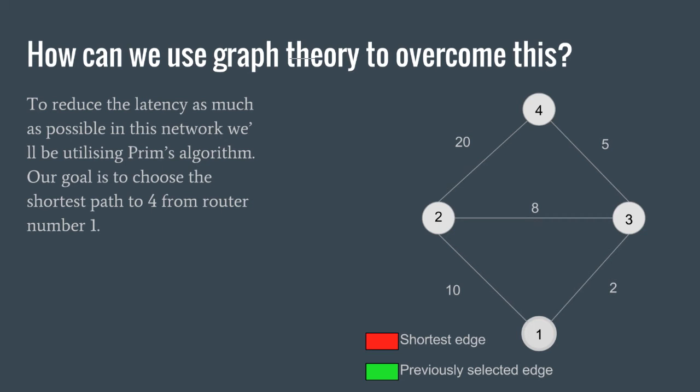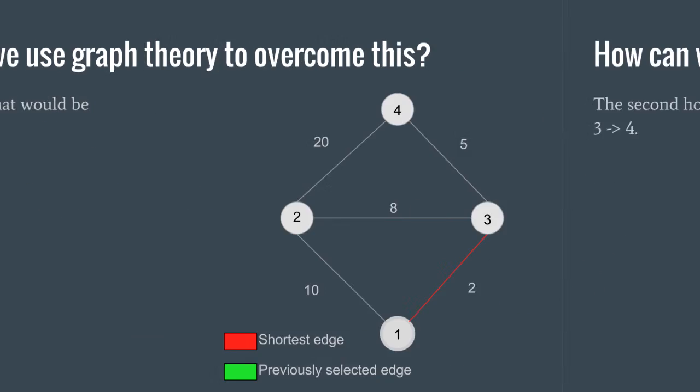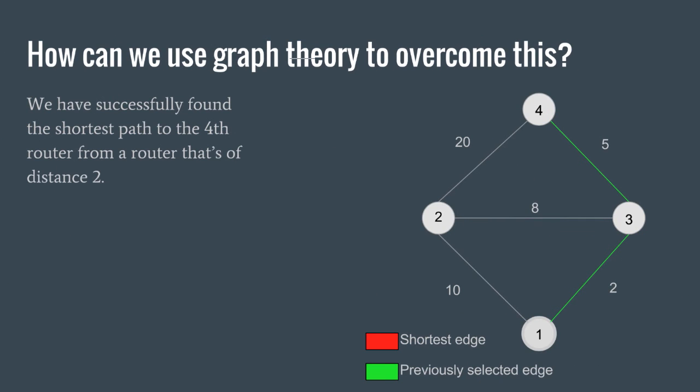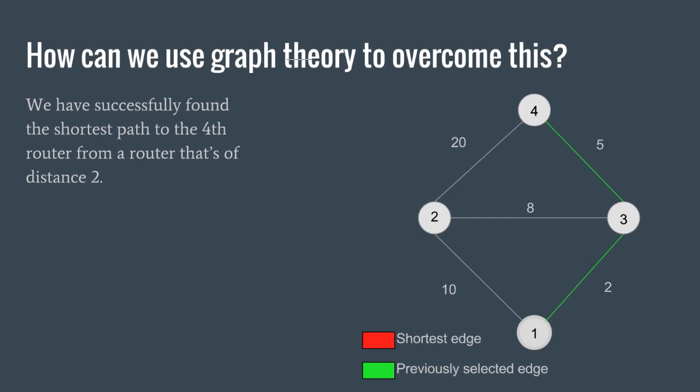We've chosen to use Prim's greedy algorithm to try to achieve that. Okay, the fastest hop from router 1 is the hop to router 3. So far, our route is costing us 2 milliseconds. Now, our fastest hop is the one straight to router 4. There we go. We've successfully transmitted our data to router 4 in the lowest amount of time possible with this graph, using Prim's algorithm. Now, this is much faster to use rather than a brute force method, which would be 1 to 2 to 4, 1 to 3 to 2 to 4, etc.